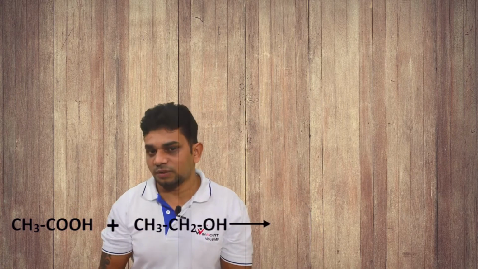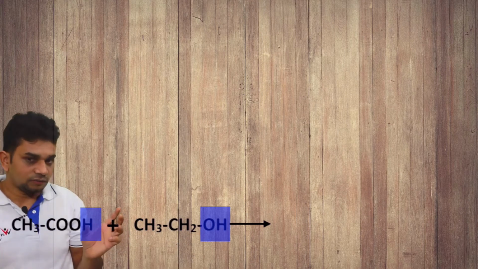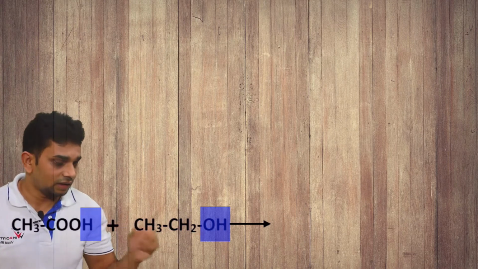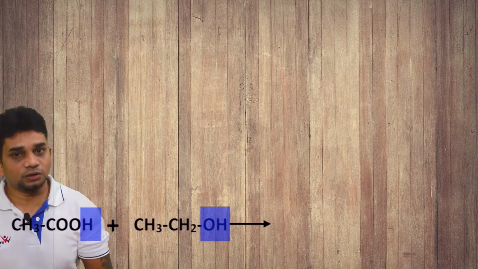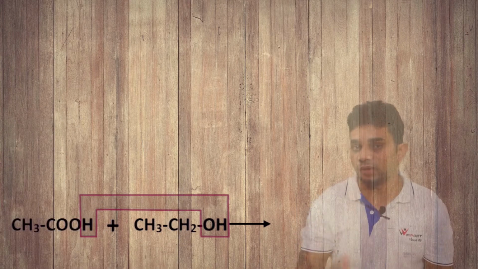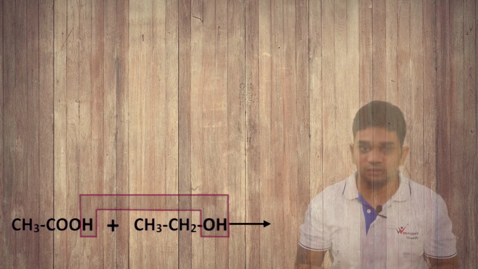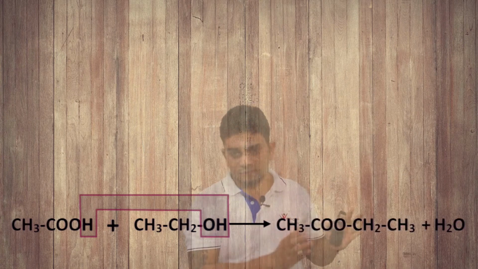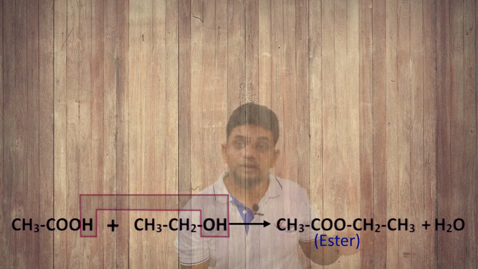If there is a reaction between ethanoic acid and ethanol, OH from ethanoic acid and hydrogen from ethanol are going to combine with each other. OH plus H is H2O, right? Here the reaction will be like this, OH plus H gives H2O in the presence of sulfuric acid. The remaining part you can combine. So what will be the product? CH3COOCH2CH3 plus H2O. This compound is known as ester.